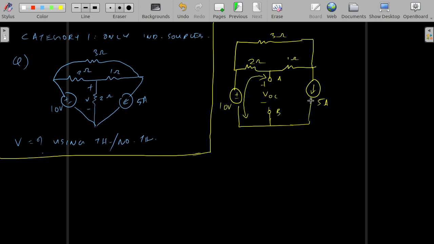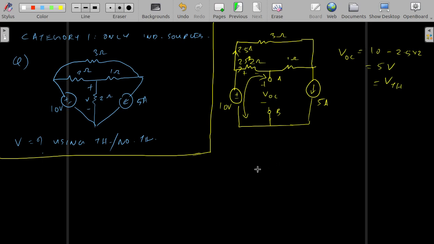that is VOC. So this 5 ampere current will come here. We have 3 ohm here and 3 ohm here, so it will divide into 2.5 ampere and 2.5 ampere, right? So V open circuit VOC will be, and this voltage polarity will be like this because of the current direction, it will be 10 minus 2.5 into 2, which will be 5 volt. Okay, which is equivalent to VTH.